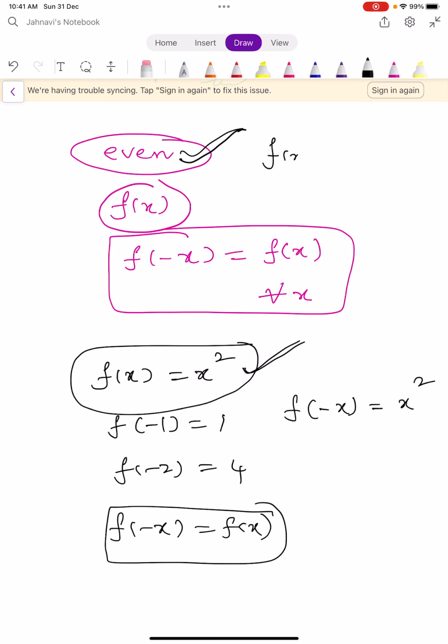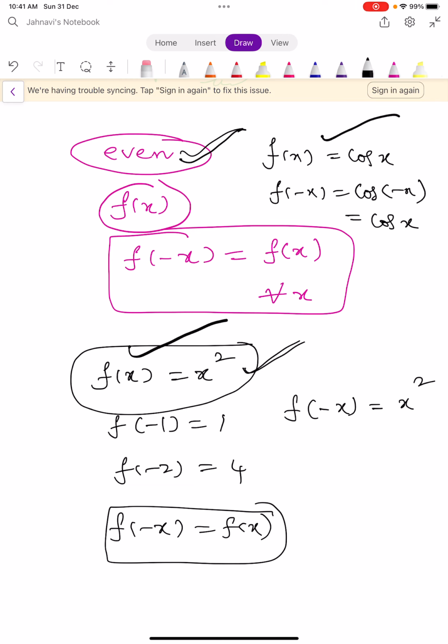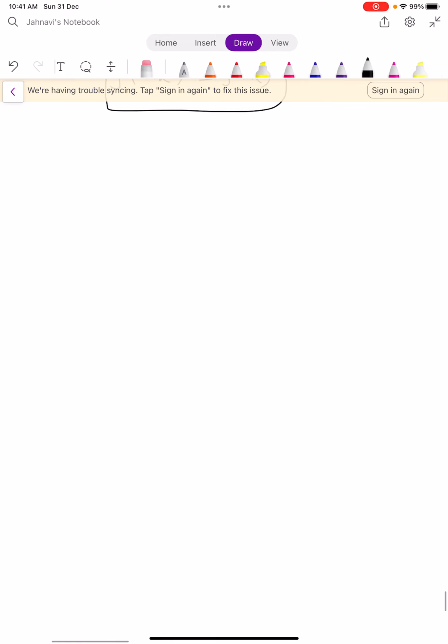f of x is equal to cos x is also even. We know that because cos of minus x is equal to cos x. So f of x equals cos x and f of x equals x square are even functions. Now let us see the definition of an odd function.